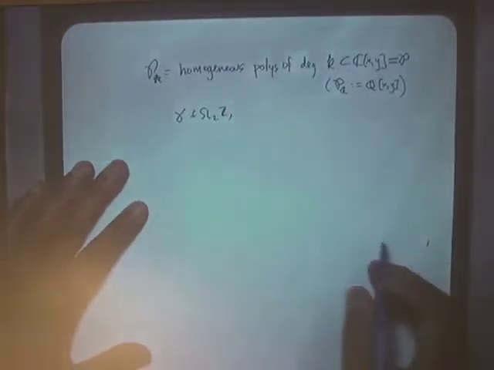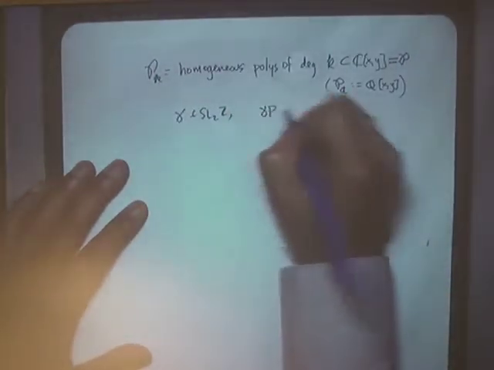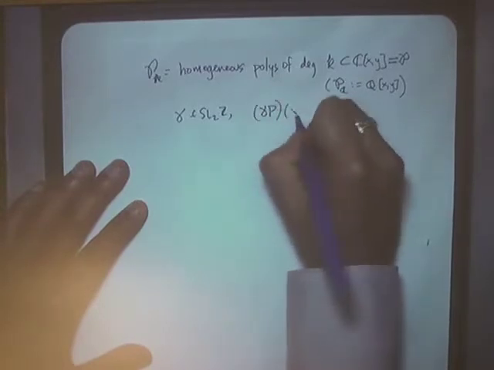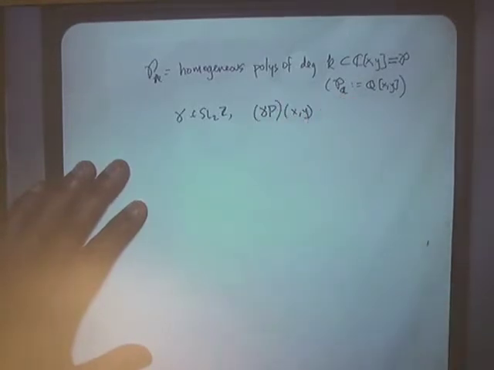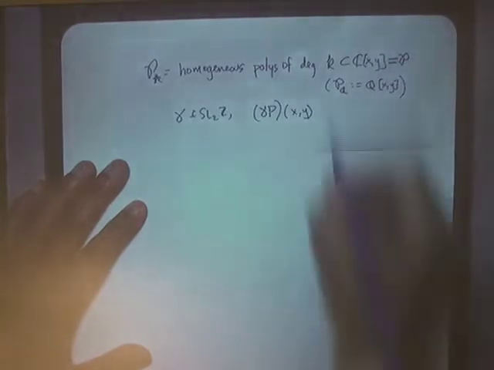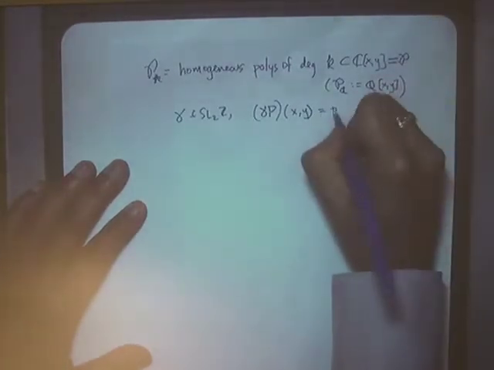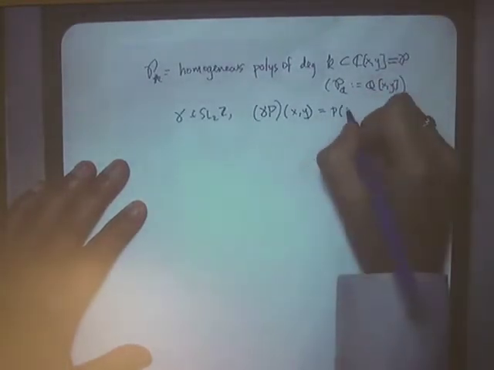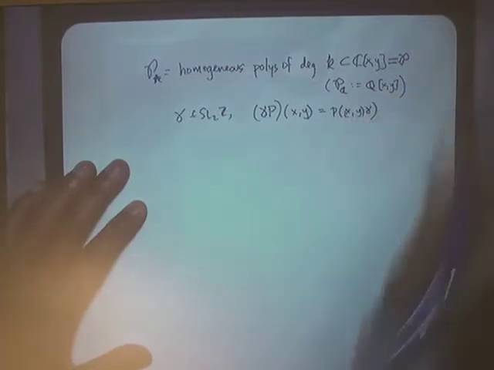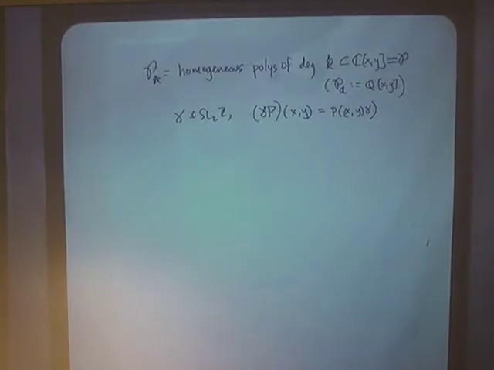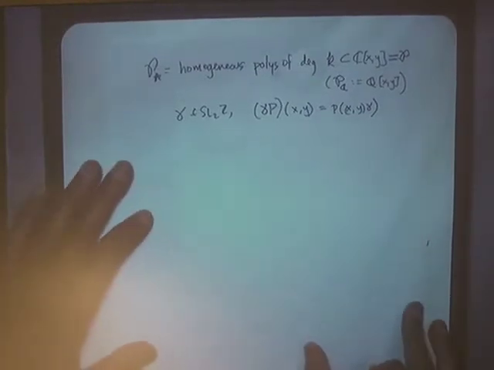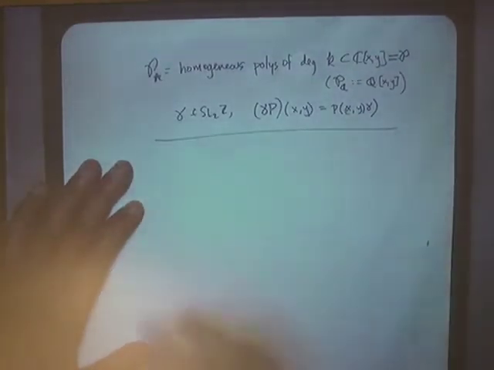I can define an action, and I'm not sure if this is the same. I think this is probably different than the convention that Rob had, but this is a left action, and it's going to be P of xy multiplied on the right by gamma. Okay. So that's just a bit of notation.